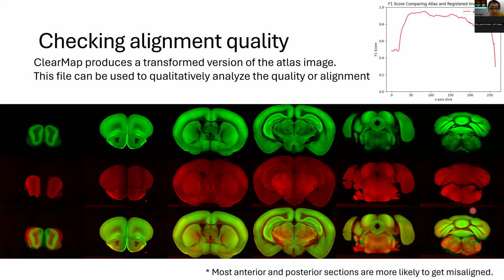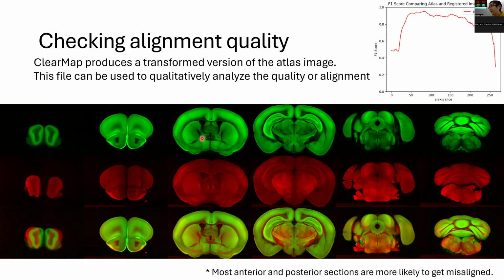Okay. So another type of quality checking checkpoint will be this alignment quality check. ClearMap produces a transformed version of the atlas image. What this means is that once you do the alignment, you can convert your atlas image so that it is in the same space as your raw image. So this is what's actually done. The green on top is this MRI image provided from the Kim atlas. The red one is an actual raw image.